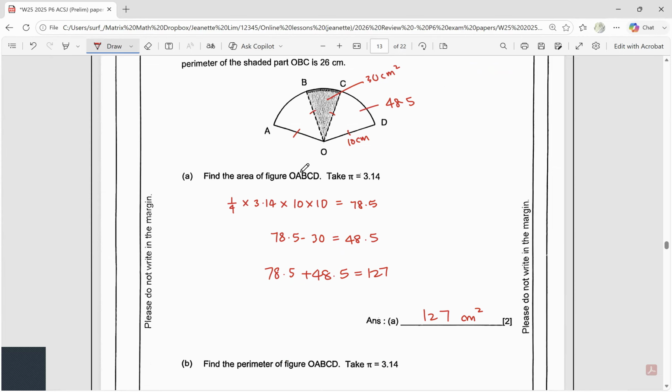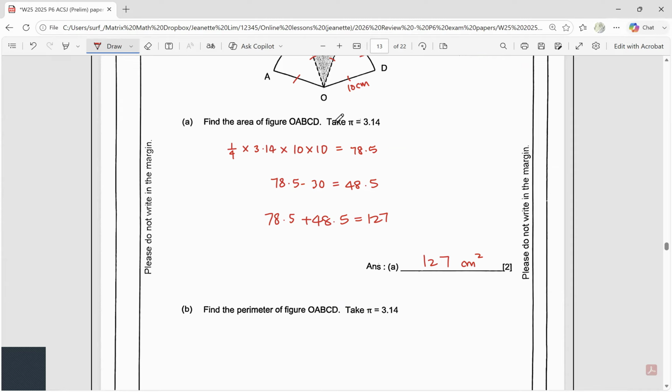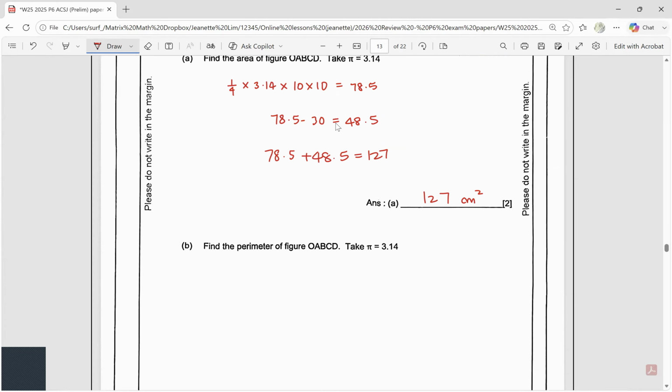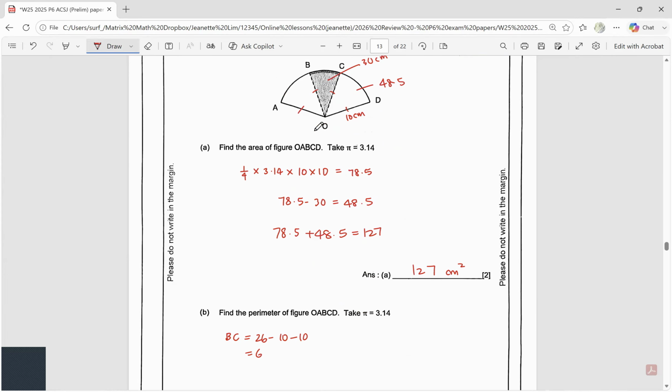Part B, you need to find the perimeter of this whole thing. They said the perimeter of the shaded part is 26. So firstly, I'll take 26 minus away the straight lines, minus 10, minus 10. So I want to find arc BC. So BC is 26 minus 10 and 10, which is 6. So arc BC is 6 cm.